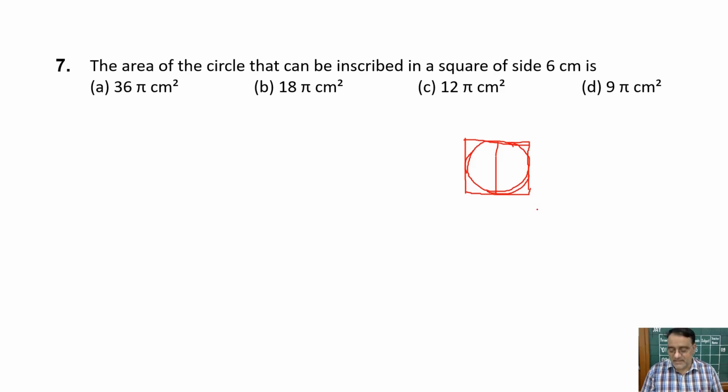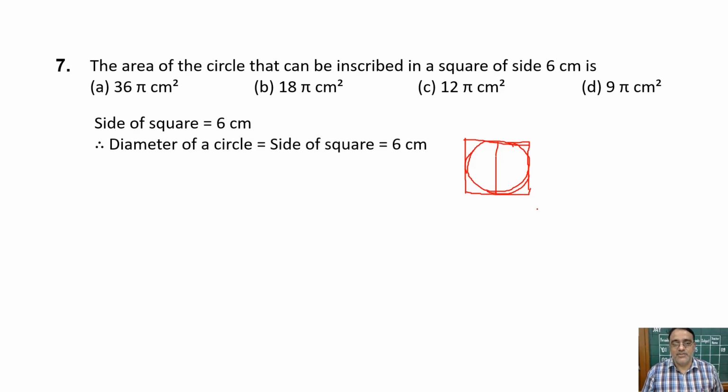Sir, 8 centimeter. Diameter of the circle is nothing but the side of a square. Clear? Okay, the side of the square is given as 6 centimeter. So what will be the radius of the circle? 3 centimeter. Very good. So now we have to find the area.